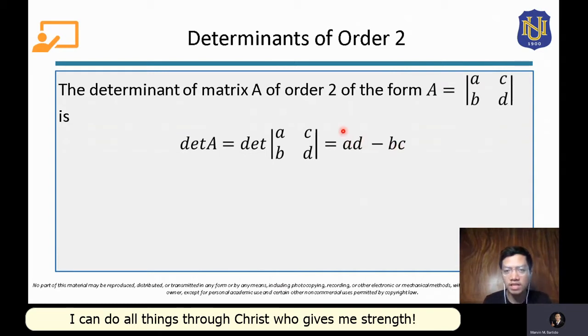So how do we solve this AD minus BC? We multiply first the elements in the downward to the right direction, so that will be A times D. And then we subtract, or minus here, the product of the elements in the upward to the right direction, so that will be B times C. Again, that will just be A times D minus B times C. That's how we solve the determinant of matrix A.